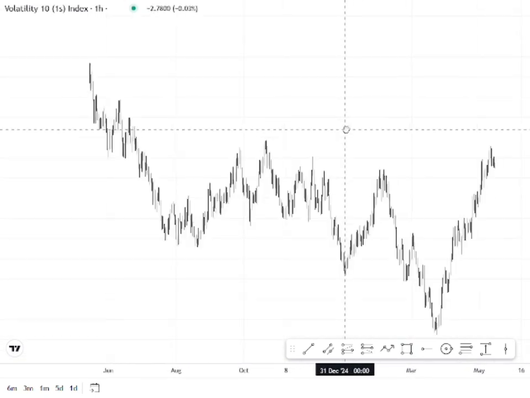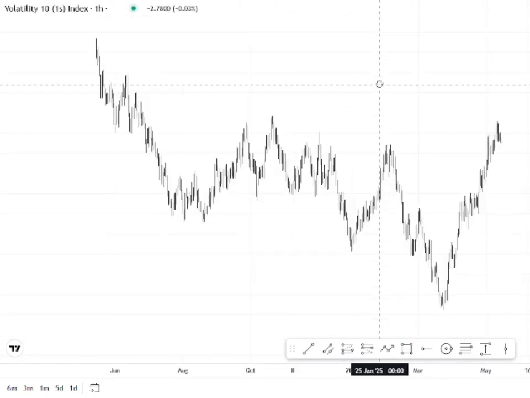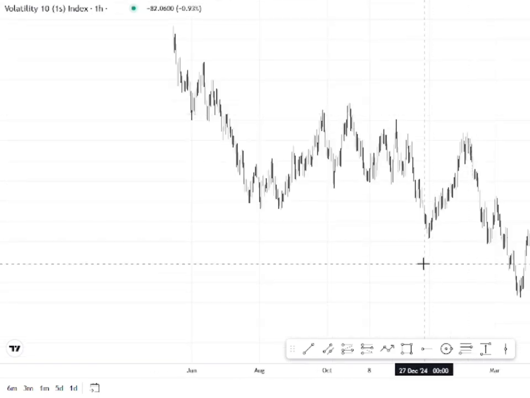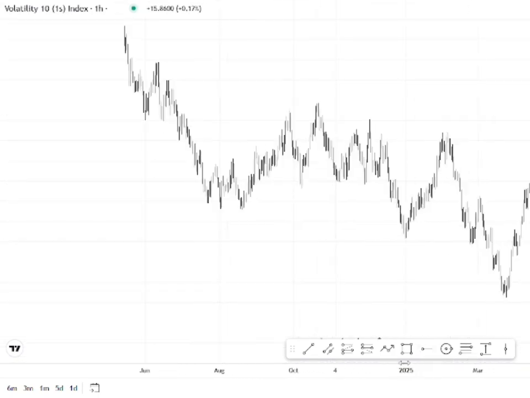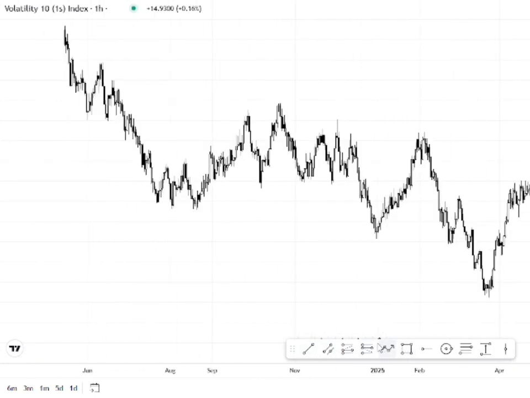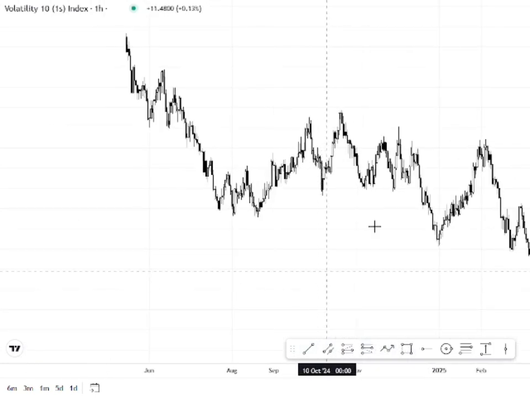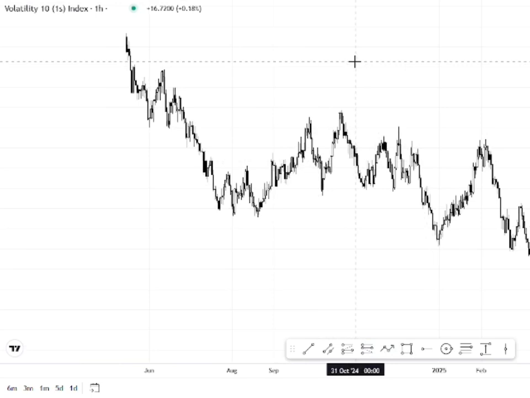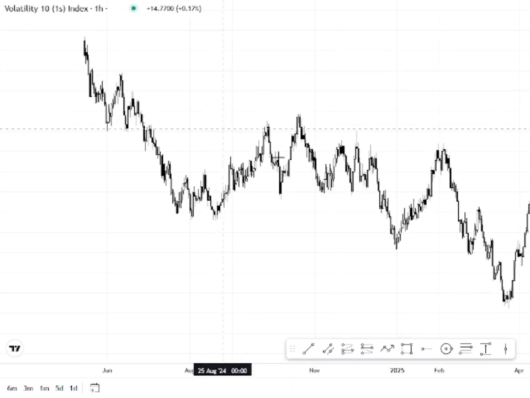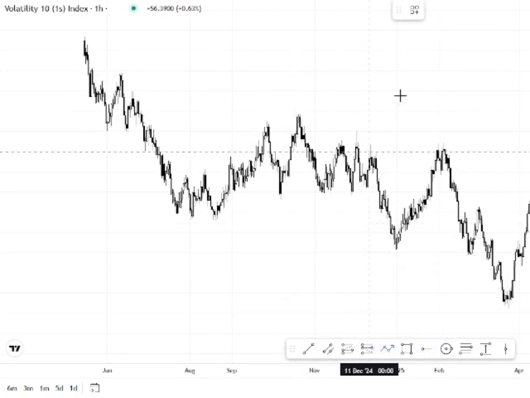So first things first, you can notice here that the trend is a downtrend. The trend is a downtrend. So what I do is look for a structure, and the structure is basically this way.